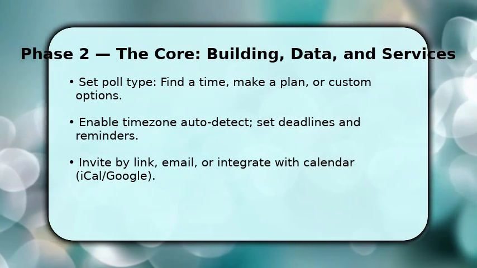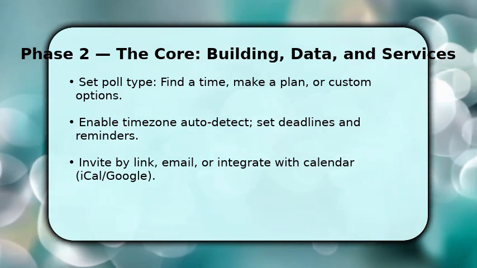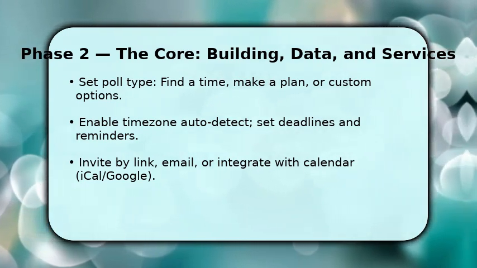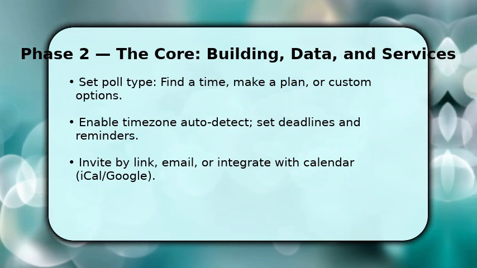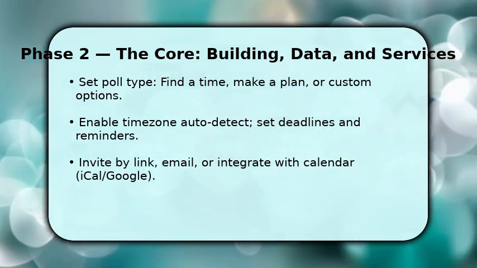Now you configure the complex middle. Pick the poll type that fits, find a time for meetings or a custom poll for decisions, and enable time zone auto-detect so participants see correct times. Then, add a deadline and schedule reminder emails.